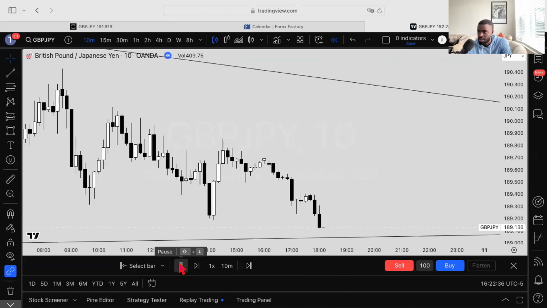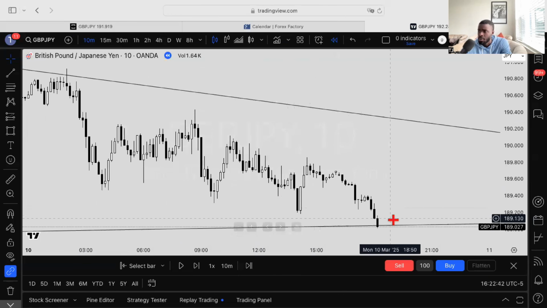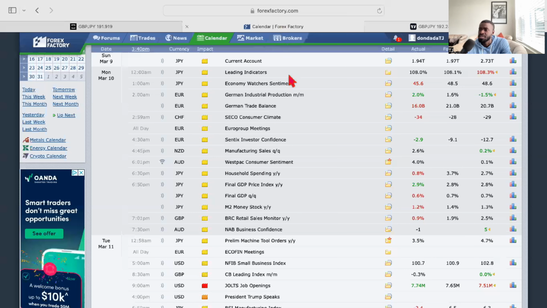Now watch how price plays out leading up to this data. Okay, so this is 181.0. All right, we broke through this level here. Cool. We've reached the bottom of this trend line. Cool. All right, that's 182.0. Okay, now watch this. So look, we had household spending, right?